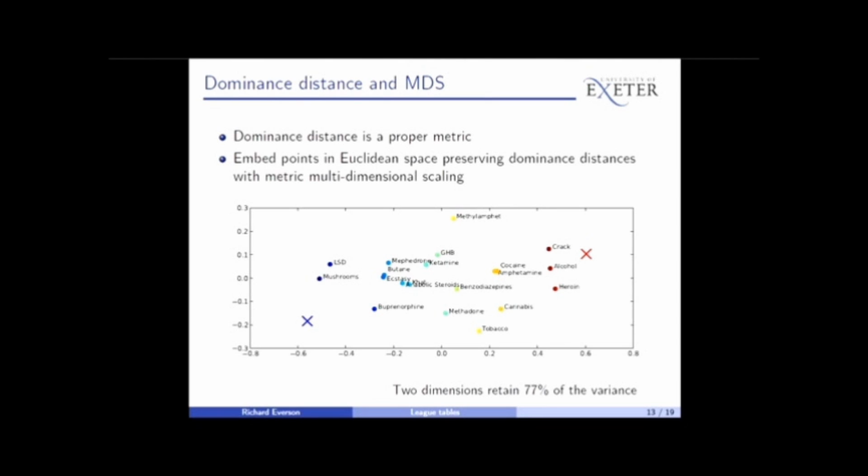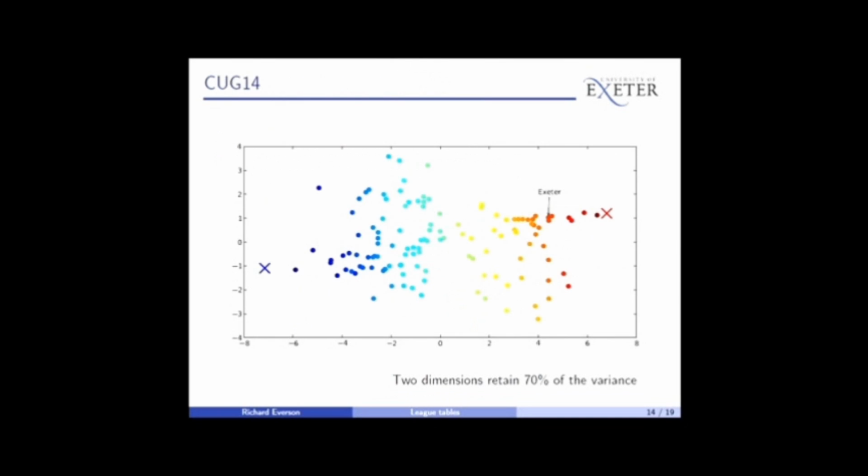And that then allows you another sort of ranking of the drugs or universities, if you were doing it for universities, which is essentially the distance from this zenith point up here. And as you can see, that would put crack, alcohol, and heroin near the top, whereas LSD and mushrooms are a long way from that point.